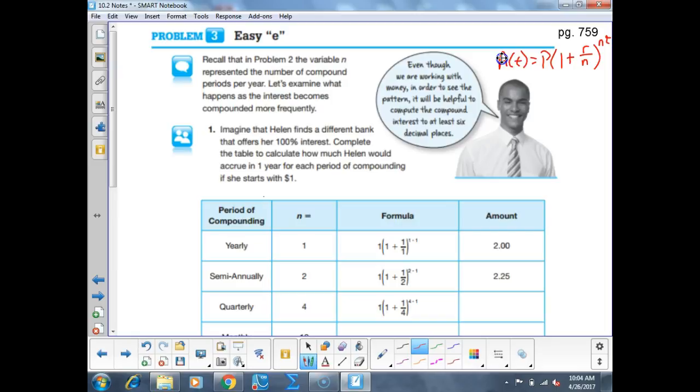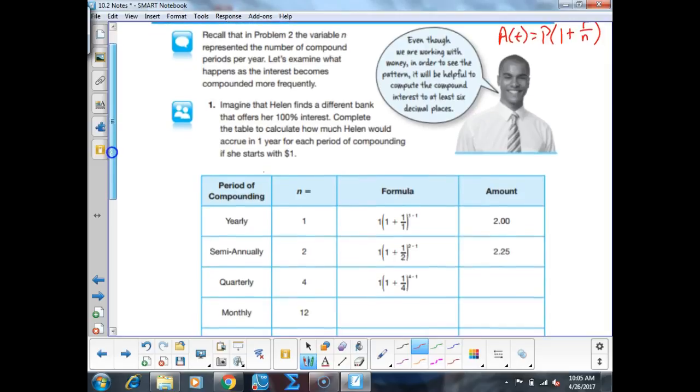They go, okay. So Helen's smart because she was in class yesterday. She says, all right, I'm going to put $1 into my formula. So 1 there. My interest rate is 100%, so that in decimal form is 1. And if we're only compounding it once a year, then we get that. Do all that math, and she's got $2 in her bank account every year.